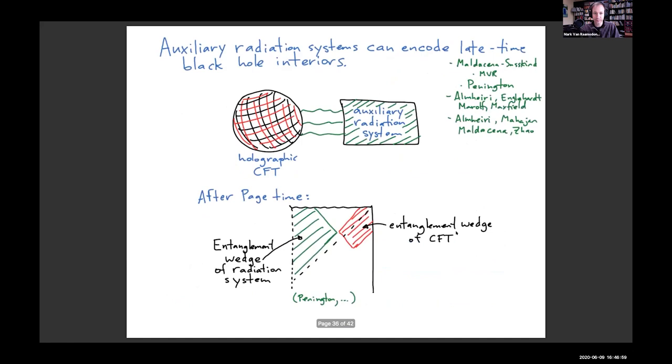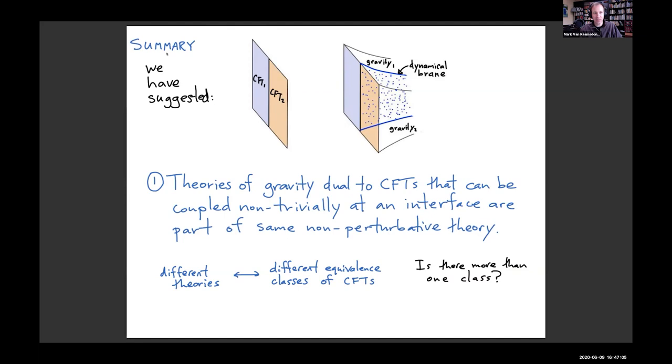Okay, so now the actual summary of things we have suggested, and none of these things I'm now going to say have I proved or even argued convincingly for. I've found that a simple model is consistent with the following statements: that theories of gravity dual to CFTs that can be coupled non-trivially at an interface are part of the same non-perturbative theory. So instead of different quantum gravity theories being dual to different CFTs, you would say that different quantum gravity theories would be dual to different equivalence classes of CFTs, where two CFTs are part of the same equivalence class if you can couple them. An interesting question is whether there is more than one class, or whether you can couple everything together, and is there therefore just one theory of quantum gravity?